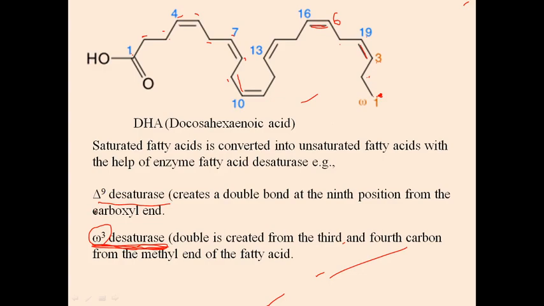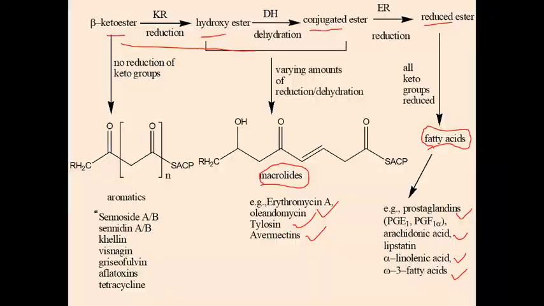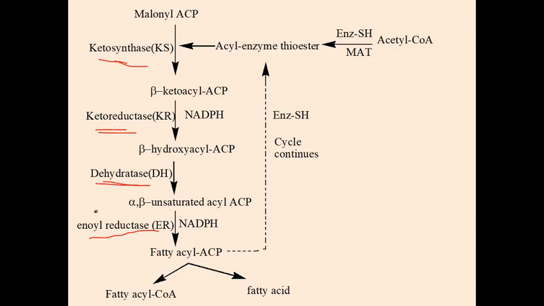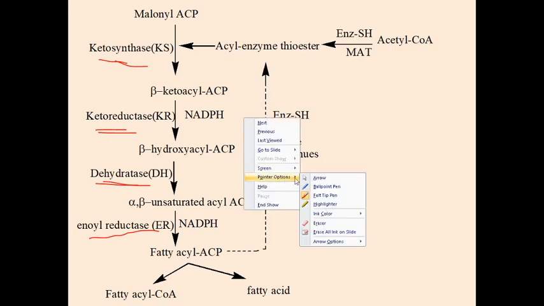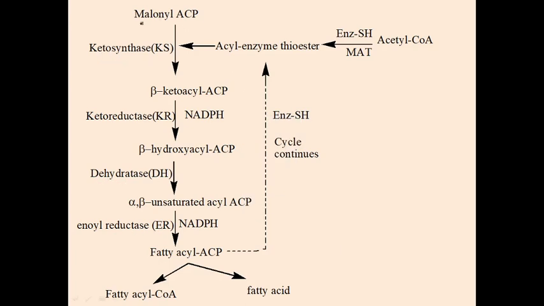I think now it is all complete for the acetate pathway. Let me revise this pathway once again, then our lecture is finished for the acetate pathway. Okay, malonyl ACP. Malonyl ACP is formed from malonyl coenzyme A, and malonyl coenzyme A is formed from acetyl coenzyme A.